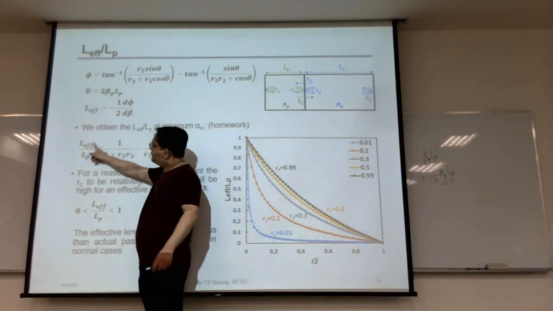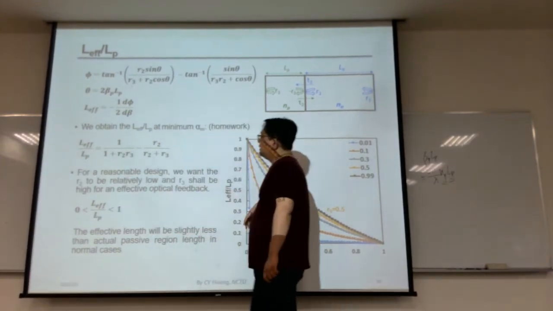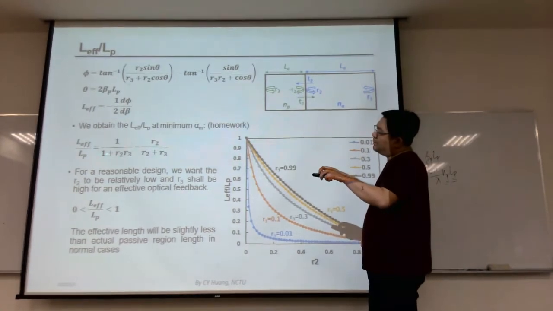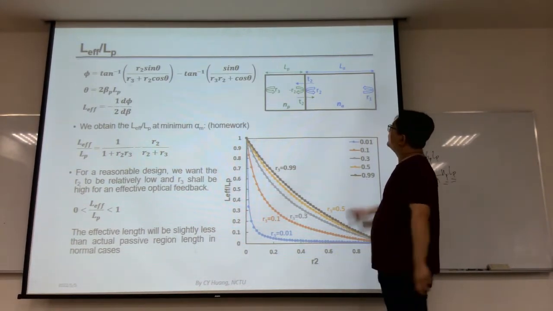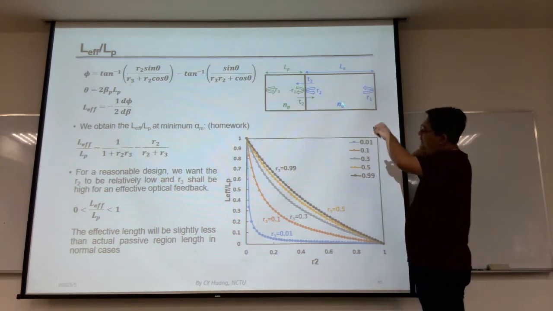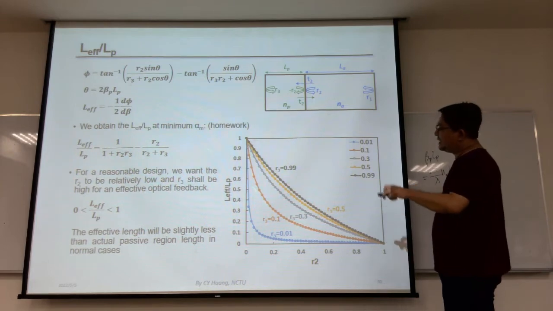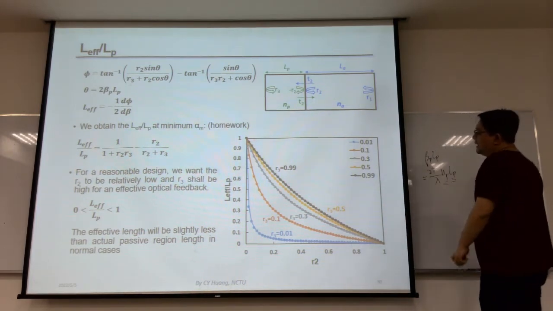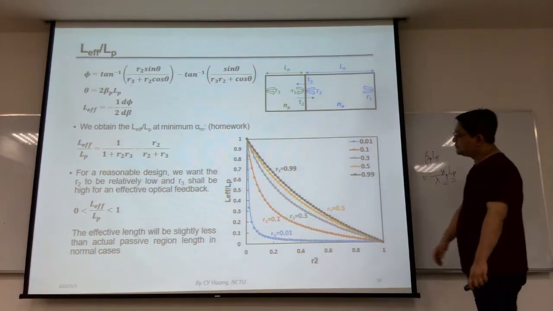Let L_eff divided by LP. It will be an equation like this: 1 over 1 plus R2 R3 minus R2 divided by R2 plus R3, and R2 and R3 are here. We just try to plot different combinations of R2 and R3, and the figure is here. We'll see what happens.